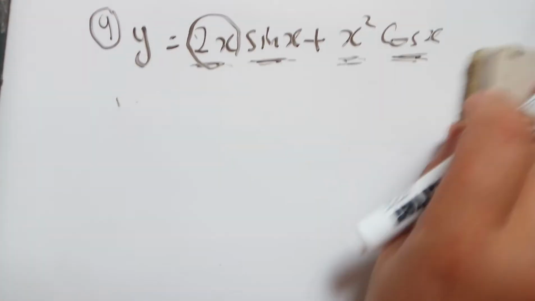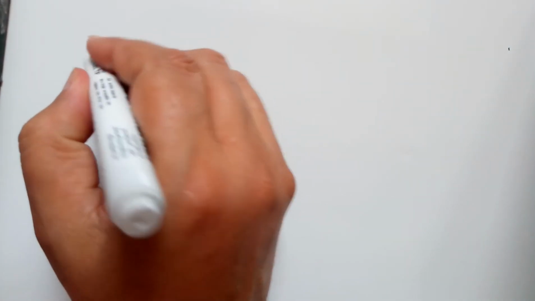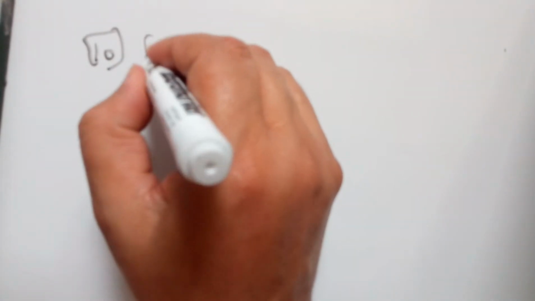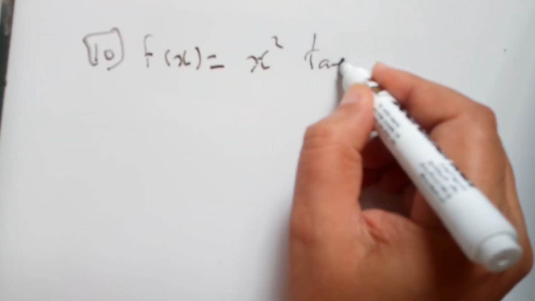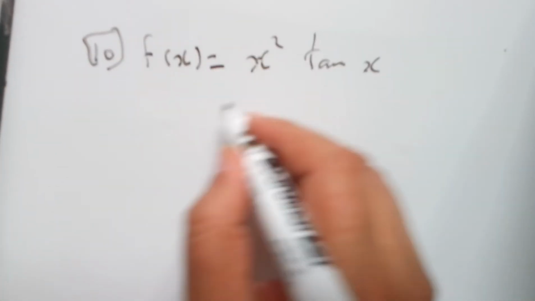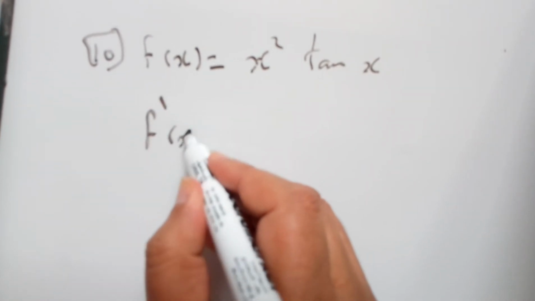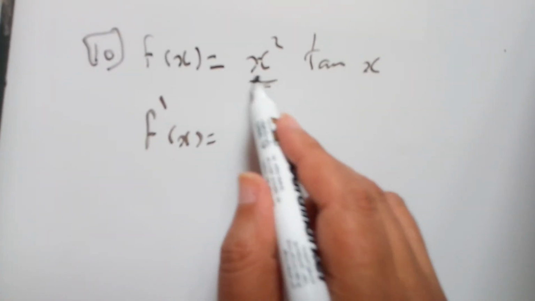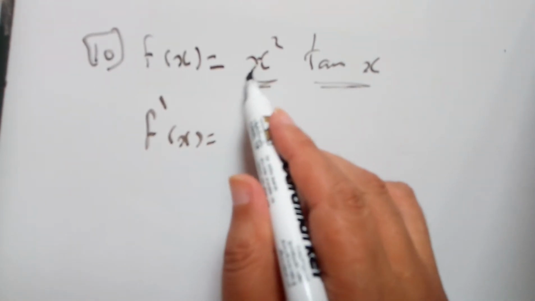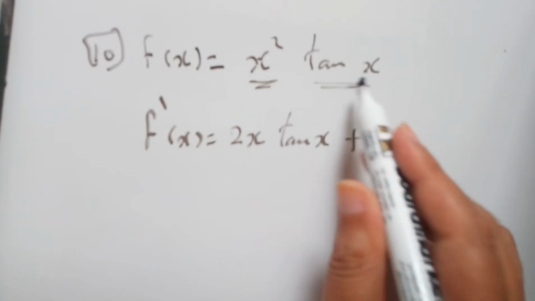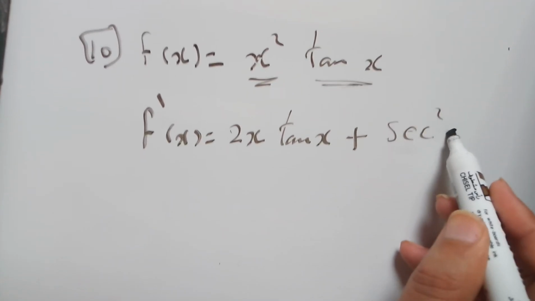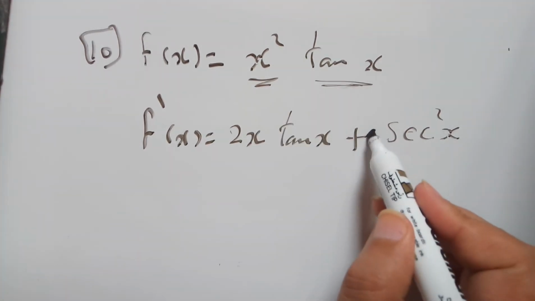Number 10. f of x is x squared tangent x. What is the derivative here? f prime of x, apply the product rule. The derivative for u multiplied by v. Derivative for x squared is 2x multiplied by tangent x plus the derivative of tangent, secant square x, multiplied by the first, x squared.